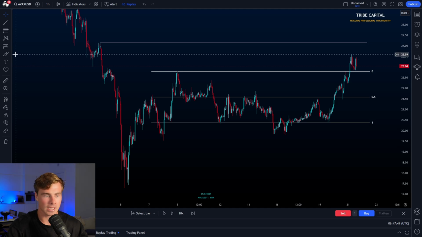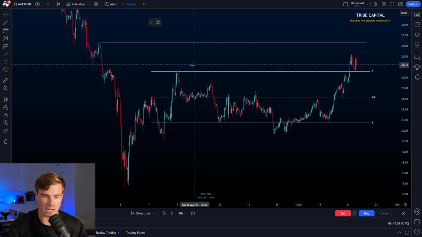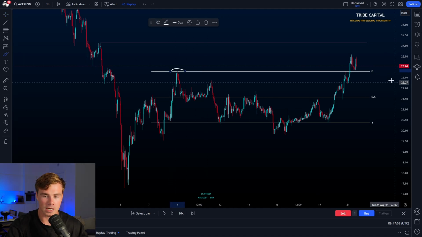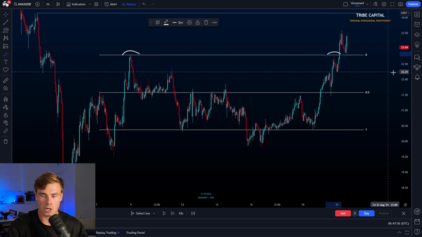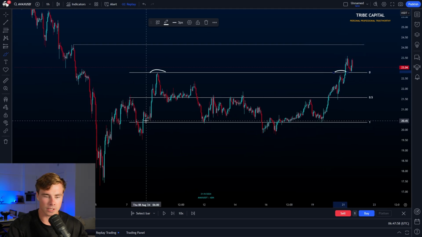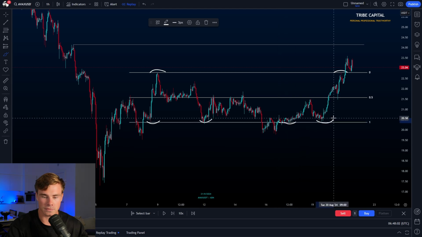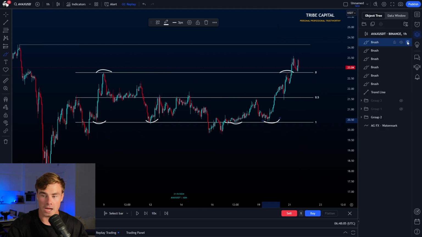What we can see over here is that we have a beautiful high probability range for AVAX, with range pivot number 1 over here and range pivot number 2 over here, confirming the range high. We can see for the range low we have pivot 1, pivot 2, pivot 3, 4 and pivot number 5 over here, providing us with a high probability range.